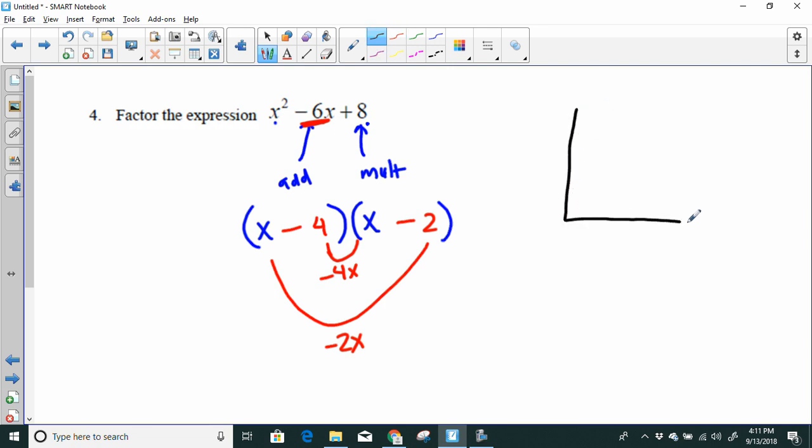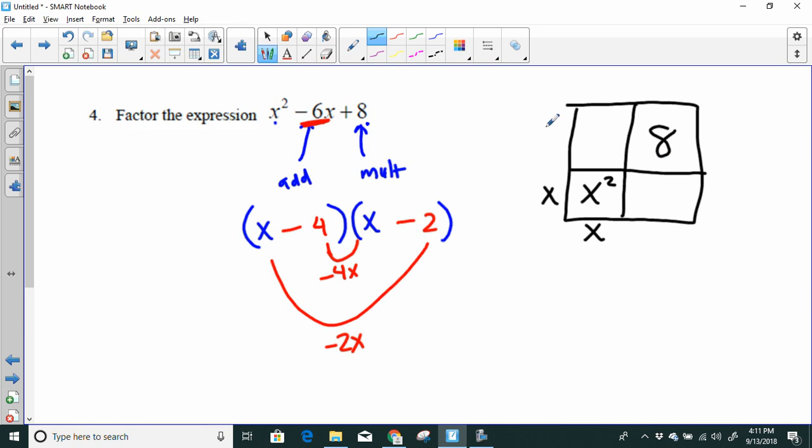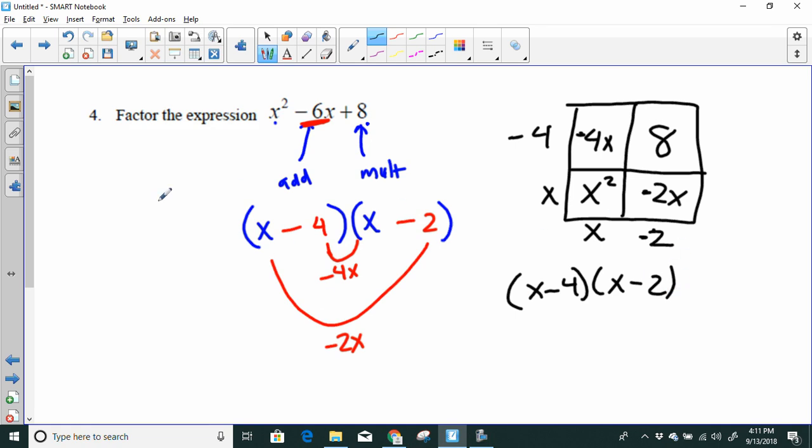I've seen some of you drawing rectangles. I think that's a great way to do this problem. We have x squared, and that had to come from x by x. Numbers multiply to 8, and you have to figure out which numbers. 4 and 2 are going to work. x times 4 is 4x, x times 2 is 2x. So with negative 4 and negative 2, x minus 4 times x minus 2 will work. Either way you slice it, you get the same answer.